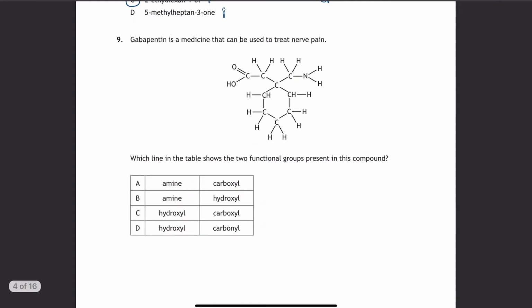The line in the table that shows the 2 functional groups present in this compound. We've got this one here, which is a carboxyl, and then we've got this one here, which is an amine because it's only got nitrogen in it, so that would be A.